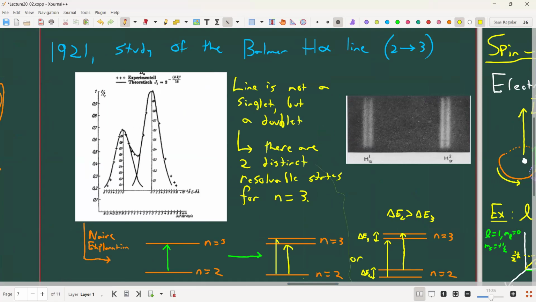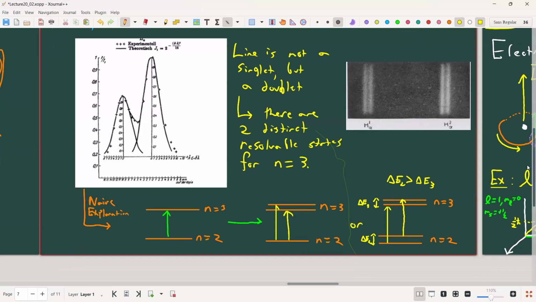This is the Balmer line for 2 to 3. But we saw that it's not a singlet, like we expect. All the levels at n equals 3 are the same energy, all the levels at n equals 2 are the same energy. You have one line. But we see a doubling. Right? And I argued that the most consistent response is that both the n equals 3 and the n equals 2 levels are doubled. That there's 2 states there instead of 1.